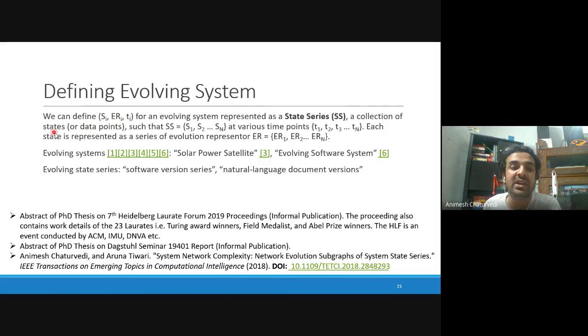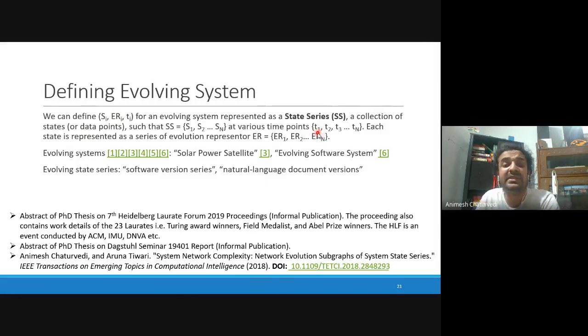And a state series is basically a collection of different states, or data points, we can also say. A state series could be defined as SS, and this could be said as S1, S2, up to Sn. It has various time points: T1 could represent S1, T2 could represent S2, T3 could represent S3, then Tn could represent state Sn. And each state could be represented with some evolution representer: state 1 with evolution representer 1, state 2 with evolution representer 2, state n with evolution representer n.